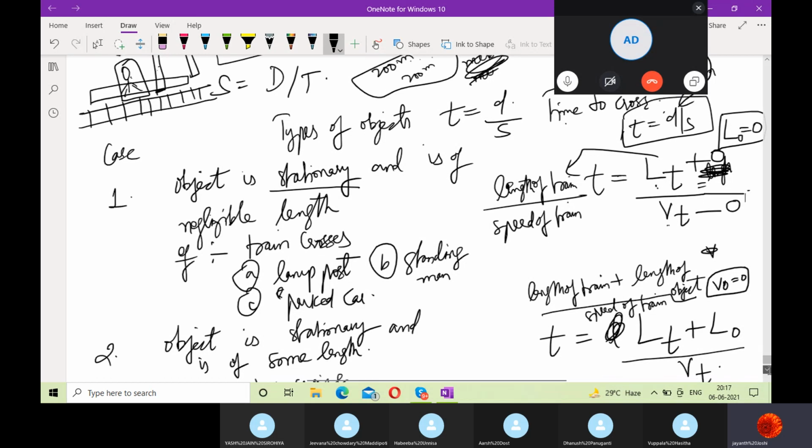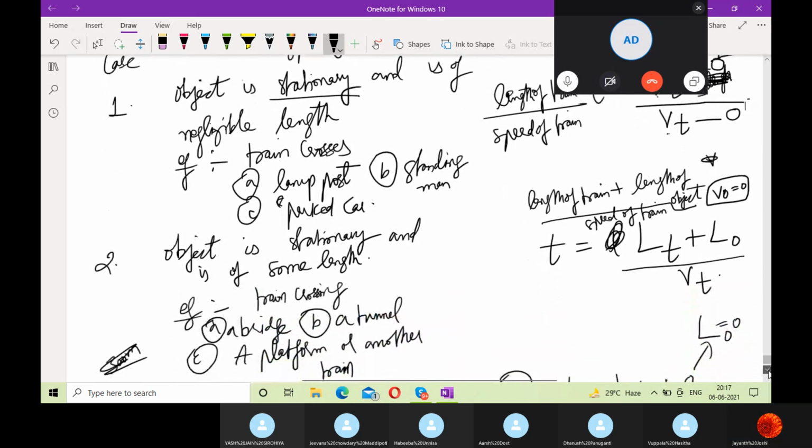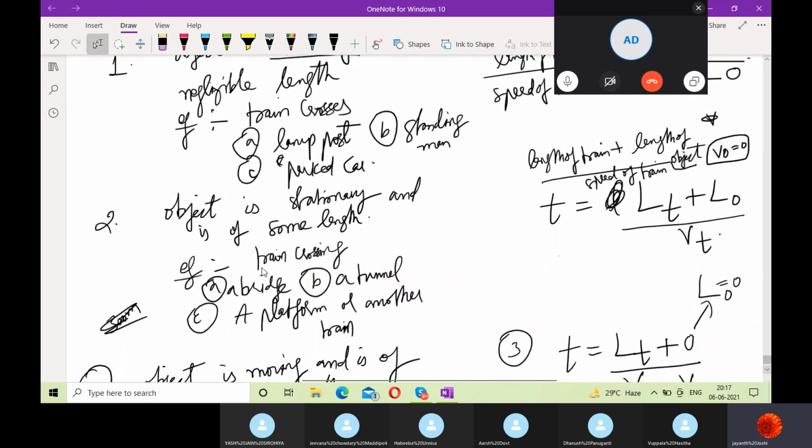Formula number 2. Object is stationary, that is, the object can be a bridge, a tunnel, a platform or another train, but it has some length. So what would come? Time taken by a train to cross a bridge, a tunnel or a platform is nothing but length of the train plus length of the object. Object here would be the length of the tunnel, bridge or platform, divided by speed of the train, because speed of the object is 0. It is a stationary object but has some length.